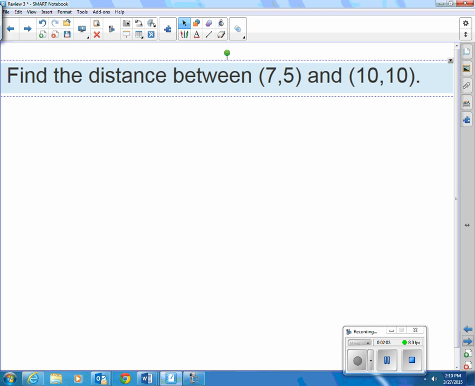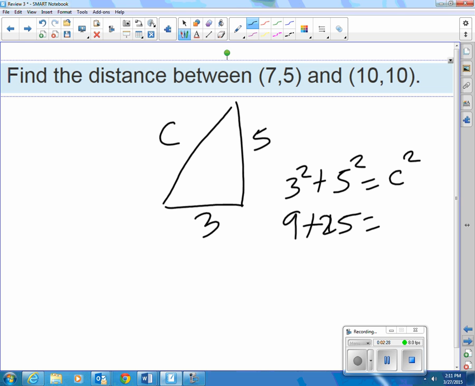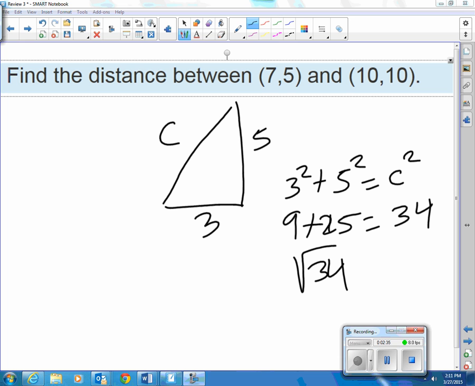The distance between (7, 5) and (10, 10). Let's just look at the x direction. From 7 to 10 is 3. From 5 to 10 is 5. So that distance would be 3 squared plus 5 squared will equal that distance squared. So we have 9 plus 25 equals 34. So to find c, I take the square root of 34, and that is 5.8.